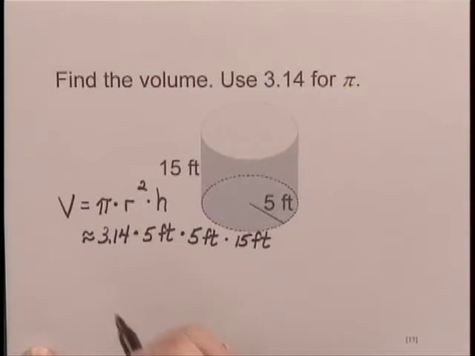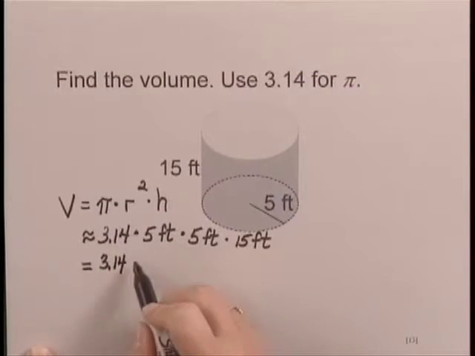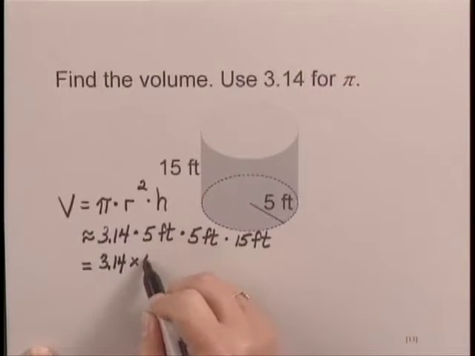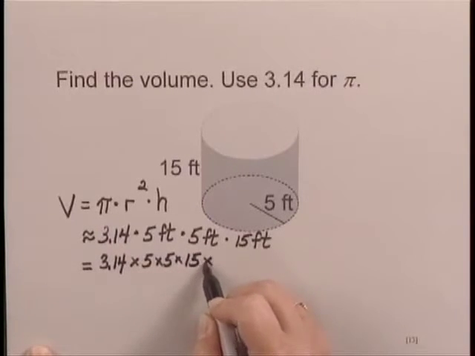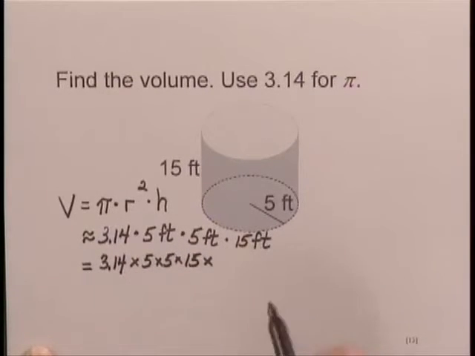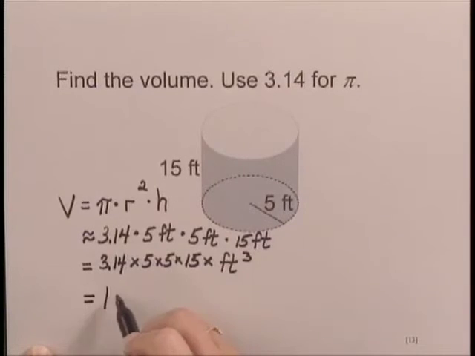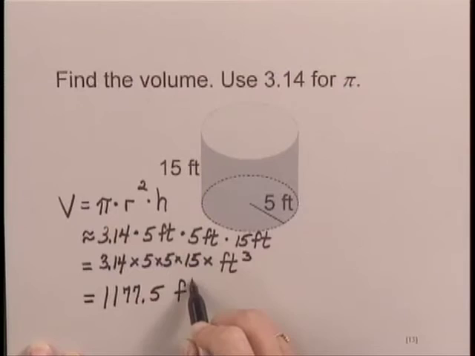Now we're going to multiply. Well, first of all, I'll rearrange the numbers. This is 3.14 times 5 times 5 times 15 times feet times feet times feet, or cubic feet. And performing those multiplications, I would get 1,177.5 cubic feet as the volume of the cylinder.